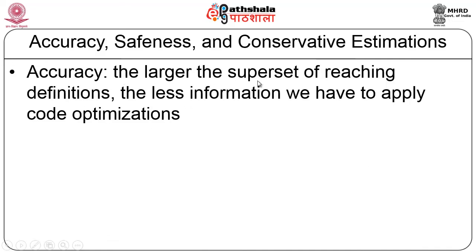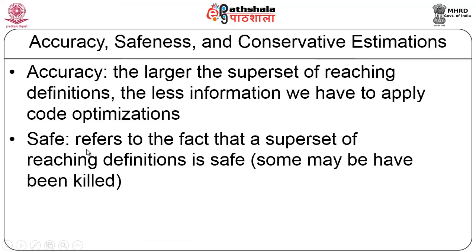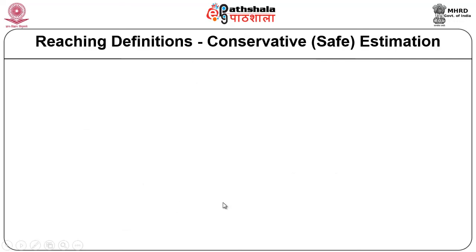Accuracy is defined as the larger the superset of reaching definitions, the less information we have to apply to code optimization. So, it should be as accurate as possible, and safe refers to the fact that a superset of reaching definitions is safe. Some may have been killed, so that is also to be considered. And we are doing a conservative estimation here, which refers to making safe assumptions when insufficient information is available at compile time. That is, the compiler has to guarantee not to change the meaning of the optimized code. We will talk more on this in the next module also.